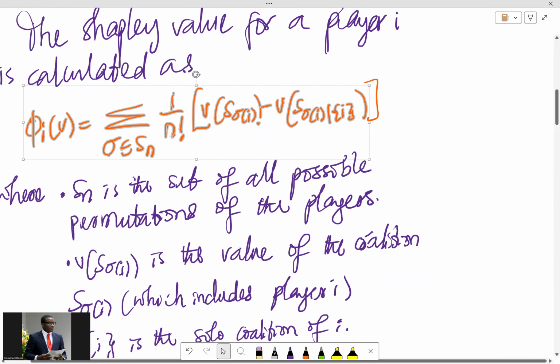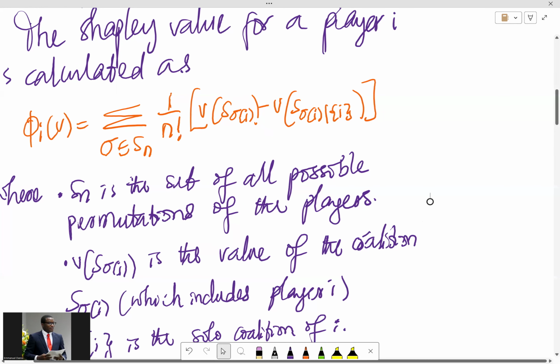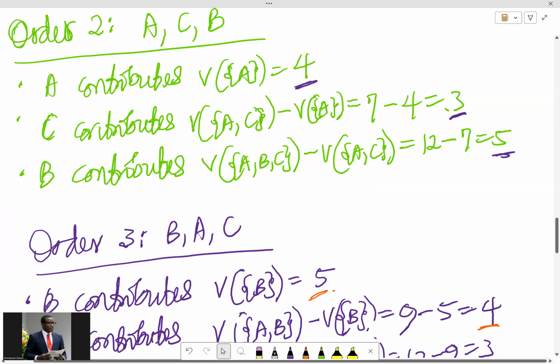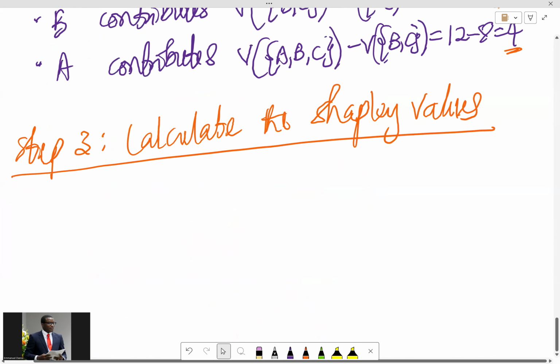Okay, it's not working. I guess I have to rewrite the formula. Let me just rewrite it. So, calculate the Shapley values.